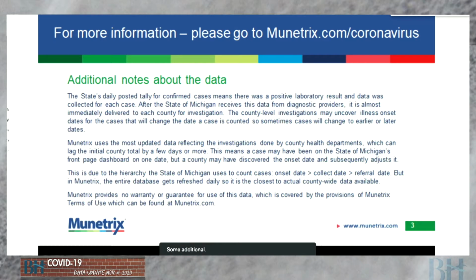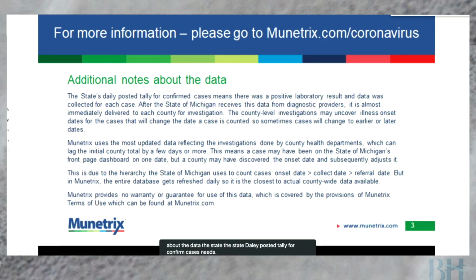Some additional notes that Munetrix shared with us about the data. The state's daily posted tally for confirmed cases means that there was a positive laboratory result and data was collected for each case. After the state of Michigan receives this data from the provider, it almost immediately delivers the same data to each county for investigation. The county level investigations may uncover illness onset dates for the cases that will change the data cases counted. So sometimes cases will change to an earlier or later date. Munetrix also uses the most updated data reflecting the investigations done by the county health department, which can lag the initial counting total by a few days or more.